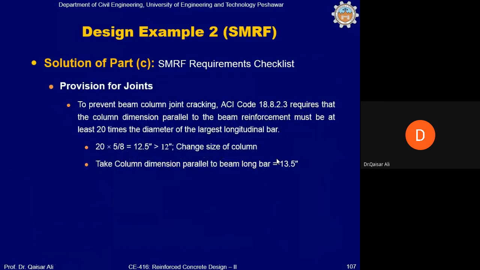To prevent beam column joint cracking, the ACI code requires that the column dimension parallel to the beam reinforcement be at least 20 times the diameter of the longitudinal bar. The longitudinal bar is 5/8, so 20 times 5/8 is 12.5 inch, and we have assumed the column 12 inch. So this column size shall be changed, and we have changed this column size from 12 inch to 13.5 inch.